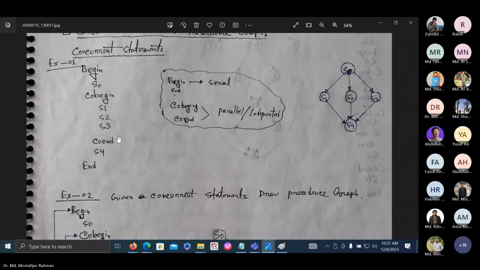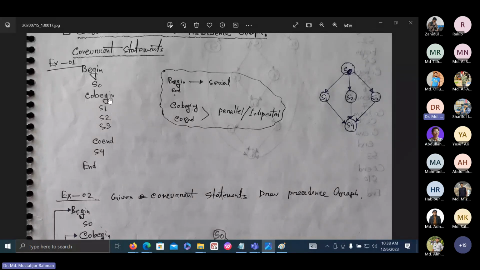Co-begin and co-end. You have to remember that if any statements are given in begin and end, it means they will be serially executed. And if co-begin, that means they need to execute parallelly. Clear? Yes, sir. How many statements do we have in begin and end? Three statements: S0, then a co-begin co-end, then S4. S1, S2, S3 inside the co-begin is one statement.